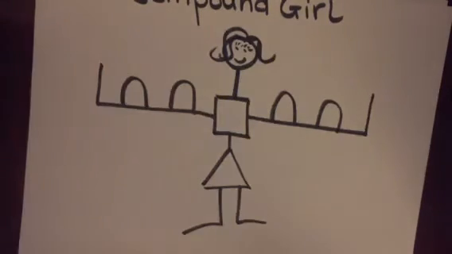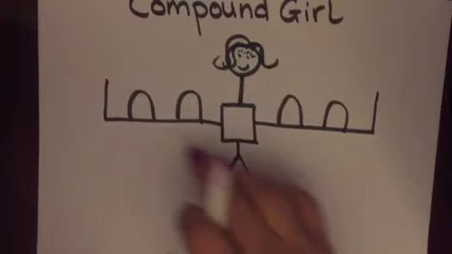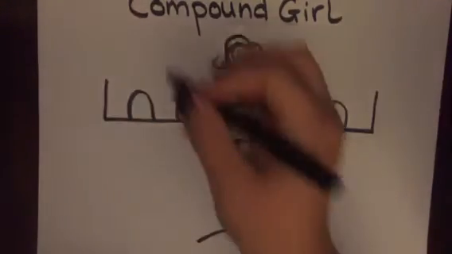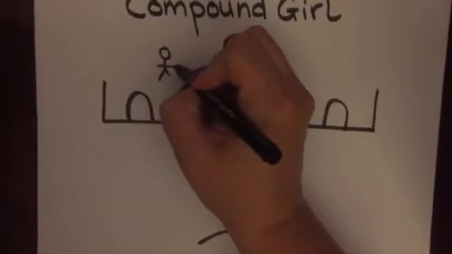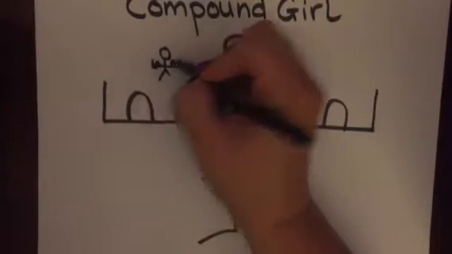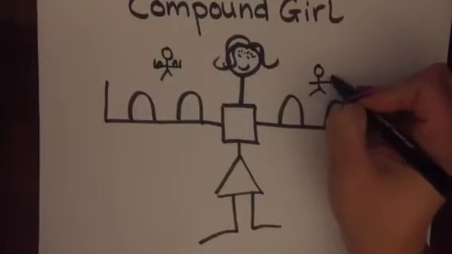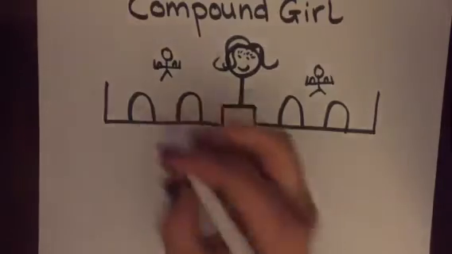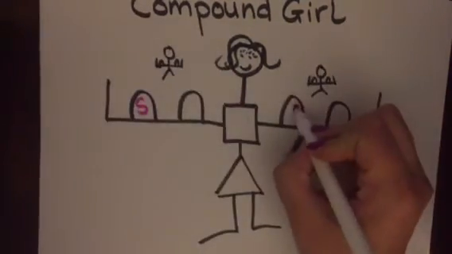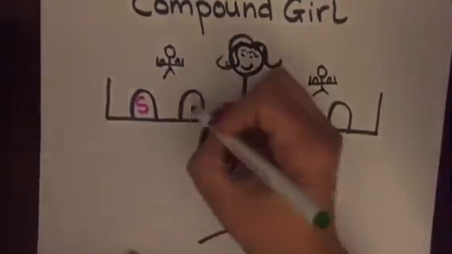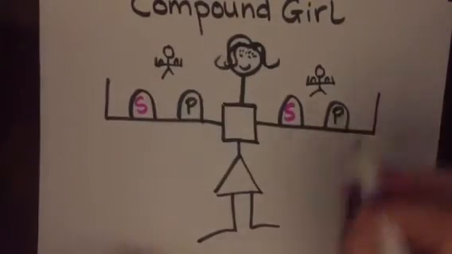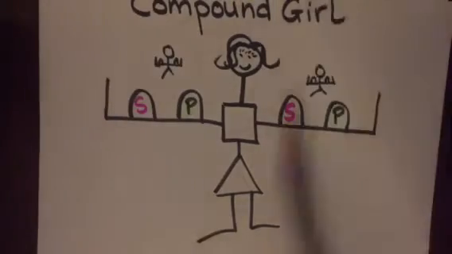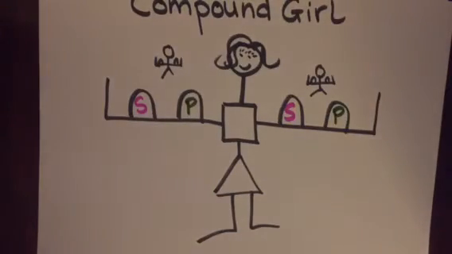On each arm, she carries a simple sentence. She carries the equivalent of a simple guy on each arm. So let's just show she's got a simple guy over here, and she's strong enough to carry another simple guy over there because she has a subject on this side, a subject on this side, a predicate on this side, and a predicate on the other side. So our compound girl is a very strong girl.